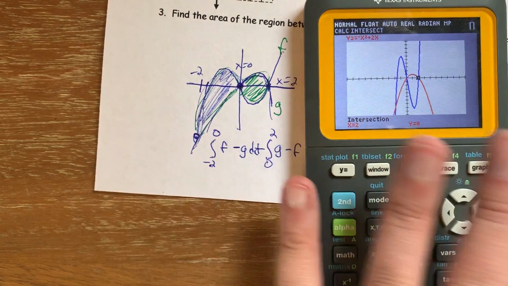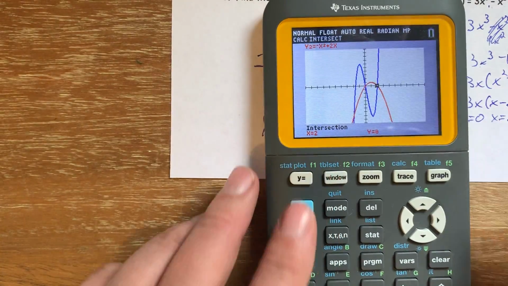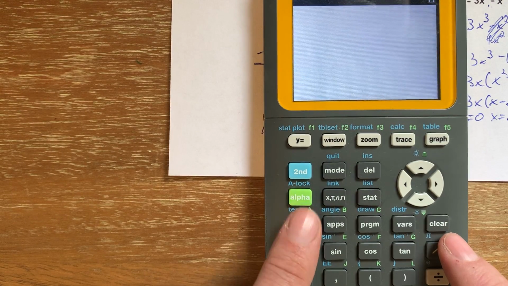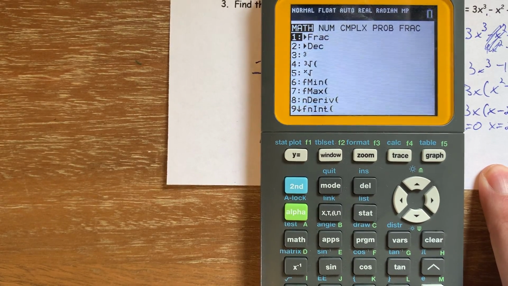And the other one is 2, 0. So we find our intersections. And now what we're going to do is we can literally, like in the main screen, do integrals. So the way you can do an integral is by going to math. So you press math. This is how you do an integral, math.